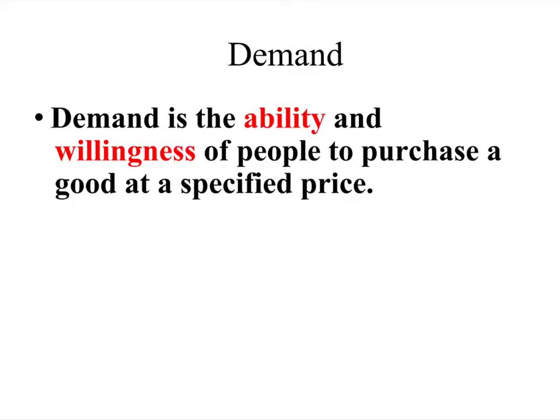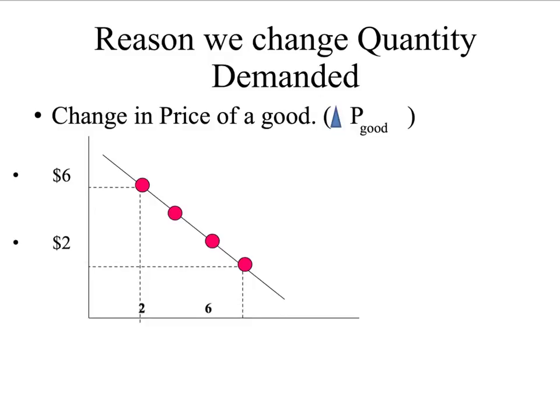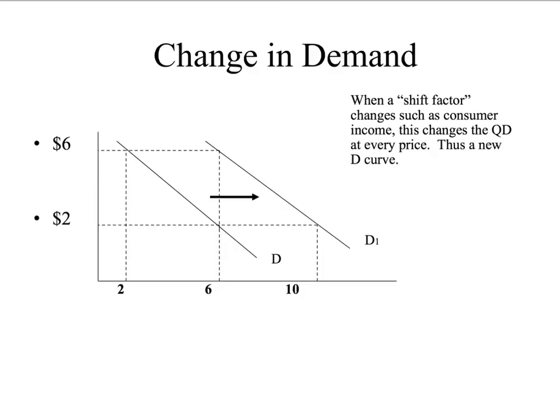Recall that demand is the ability and willingness of people to purchase a good at a specified price. Recall that a change in quantity demanded refers to a change in the price of the good, which enacts a movement along the curve. And so we say that's a change in price of the good. There are several different shift factors that would change the actual demand curve from demand to demand curve 1. We call these non-price determinants of demand.